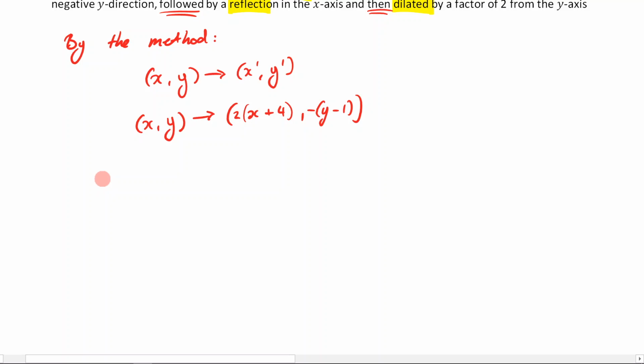Okay, so I'm going to end up with 2 brackets x plus 4 equals x dash.